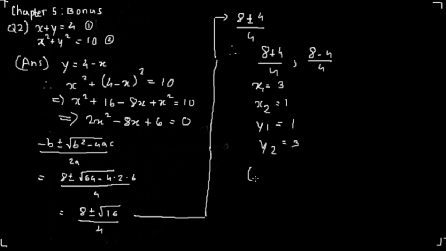So the answers, or the coordinates, are 3 and 1, and the next one is 1, 3. This is the answer to that. These are the coordinates. So these two are pretty simple answers. I think questions like this would probably come up.